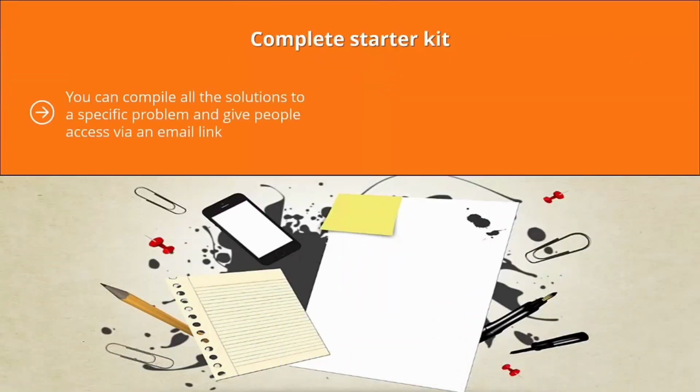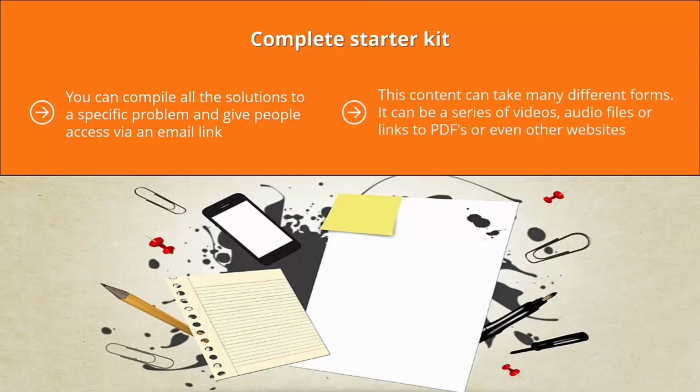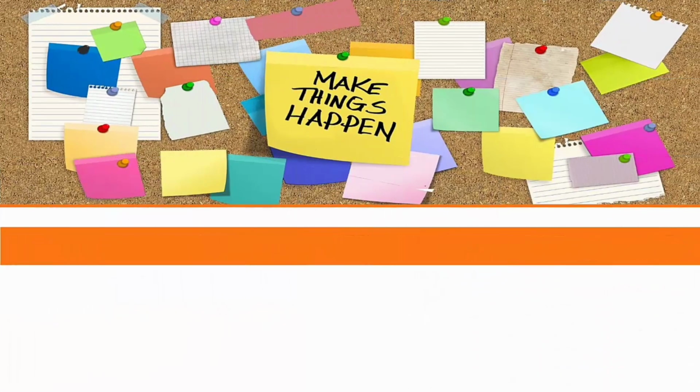Complete starter kit. You can compile all the solutions to a specific problem and give people access via an email link. Typically, this would involve people signing up to your squeeze page and being redirected to an online resource or a PDF file that compiles all the content the reader needs to solve a problem. This content can take many different forms. It can be a series of videos, audio files, or links to PDFs, or even other websites. The big value add here is the fact that you are compiling all these answers and putting them in one place. It solves the problem the user has in a very comprehensive way.